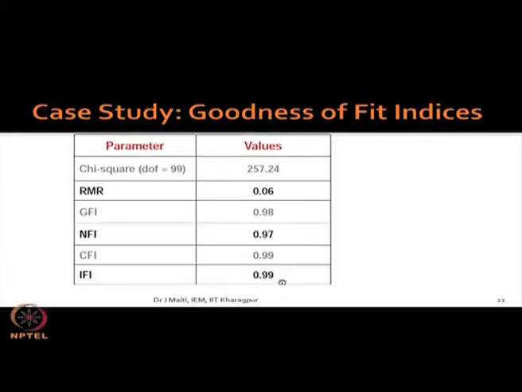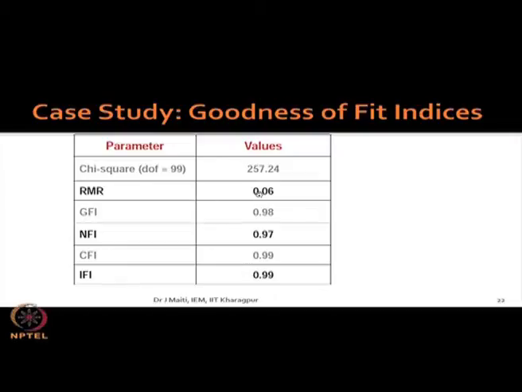Okay. Now, let us see the goodness of fit indices for the case study. Here I have given some of the fit indices; there are others. The chi-square degrees of freedom is 99, and the chi-square value is 257.24. If you divide by 99, this is almost 100, so chi-square by degrees of freedom is around 2.6. It is good because the range is 2 to 5.